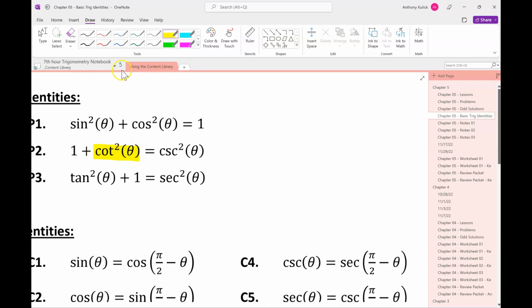So I have cotangent squared. If I subtract 1 from both sides, cotangent squared is the same as cosecant squared minus 1, right? Everybody okay with that? Now, I don't do that very often, but in this case, it's kind of what I need to do. Why am I stuck on this one? Why don't I do something different? You'll see in a second.